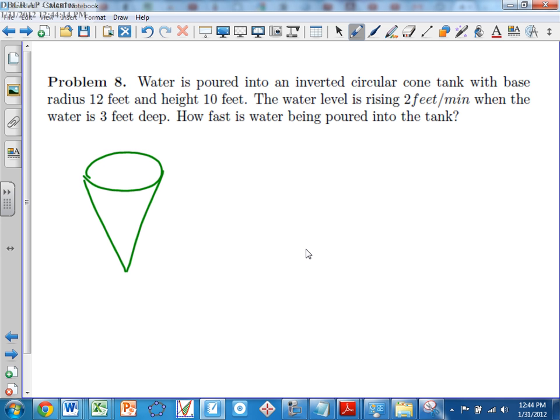Oh, she thought I was kidding. That was funny. So, water's poured into the cone with a base radius of 12 feet. Now, where's the base for this cone? At the top. Oh my god. The base of a cone is the circular portion. And clearly there's no radius down here. The radius is zero down here. So the radius is 12. We're told that the height is 10.